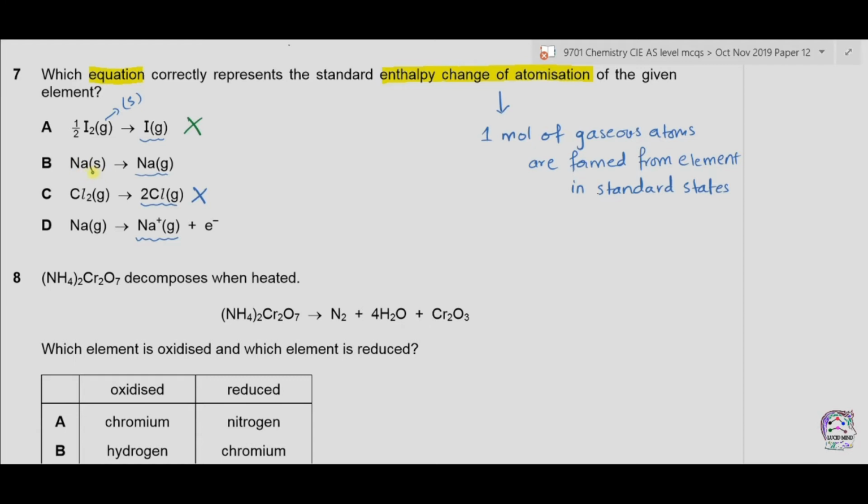In B we have sodium solid, which converts into sodium atom, so this could be correct. In D we can see sodium atom is converted into sodium ion, so therefore this is ionization energy. So D is also incorrect. The correct option is B.